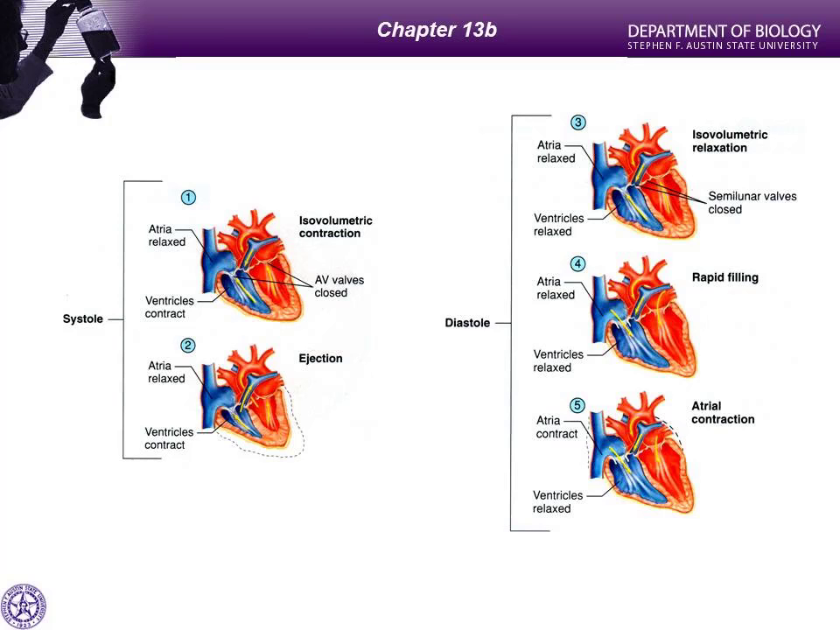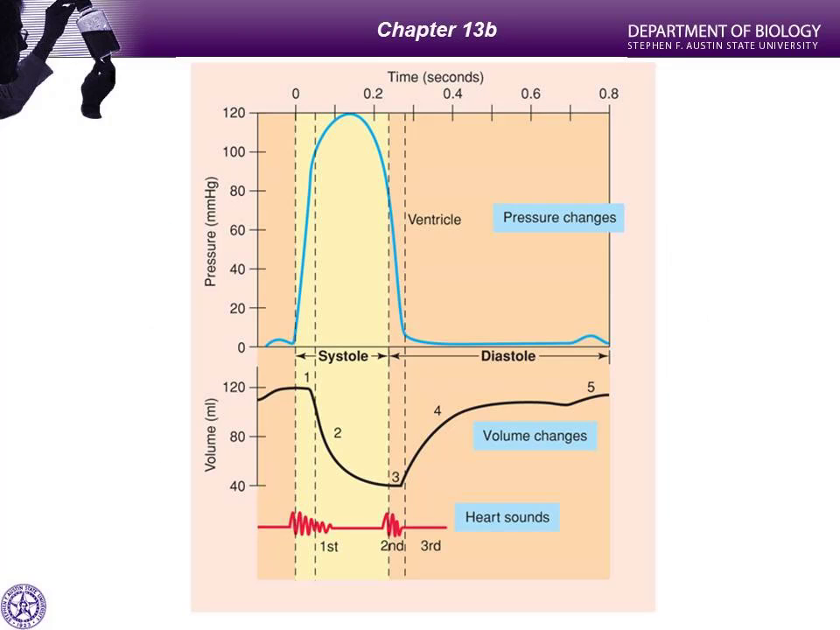Now again, I like pictures, I like charts. This one is looking at pressure changes in the top portion. And in the lower figure, you can see systole and diastole. We look at volume changes that are happening, and there's stage 1, stage 2, stage 3, stage 4, and then 5. That's our atrial systole. And then we've got our heart sounds listed at the bottom. Our S1, that's the closing of the AV valves, and S2, that's the closing of our semilunar valves.